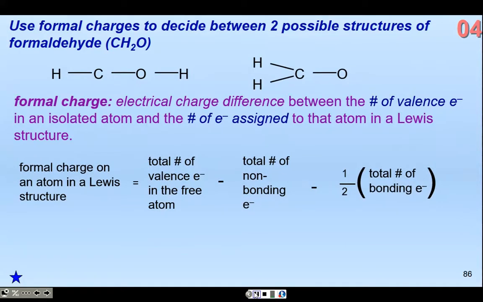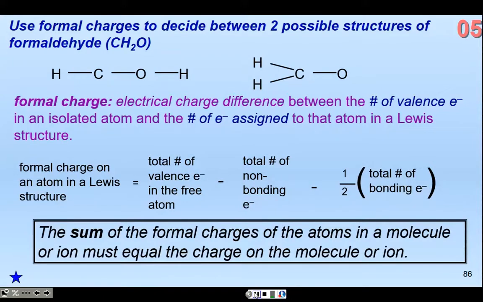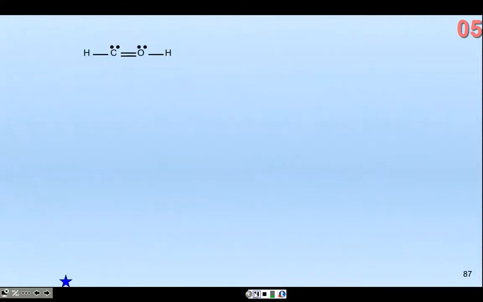You subtract both portions from the valence electrons of the free atom. The goal, then, at the end is that the sum of the formal charges of the atoms in a molecular ion has to be equal to the charge on the molecular ion if we've done it correctly. So here's our first hypothetical choice. We have to rationalize and make sense of what is going to be correct.